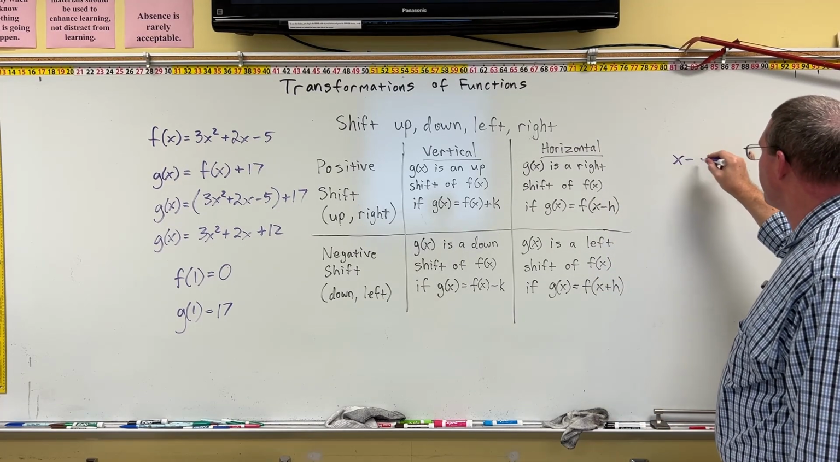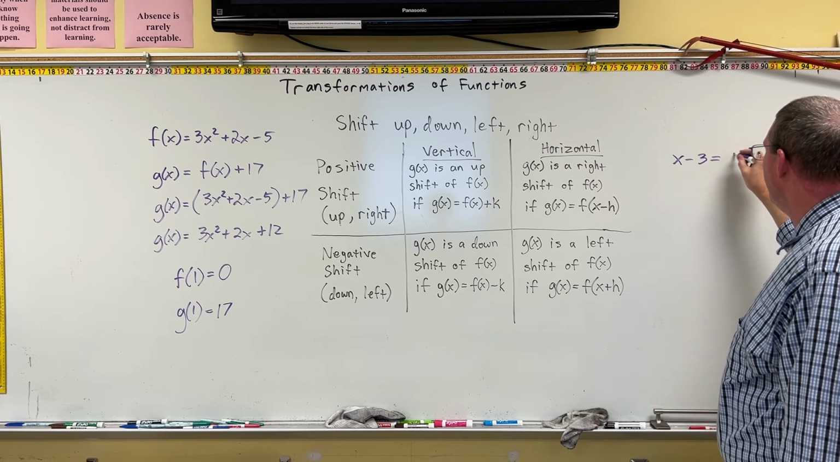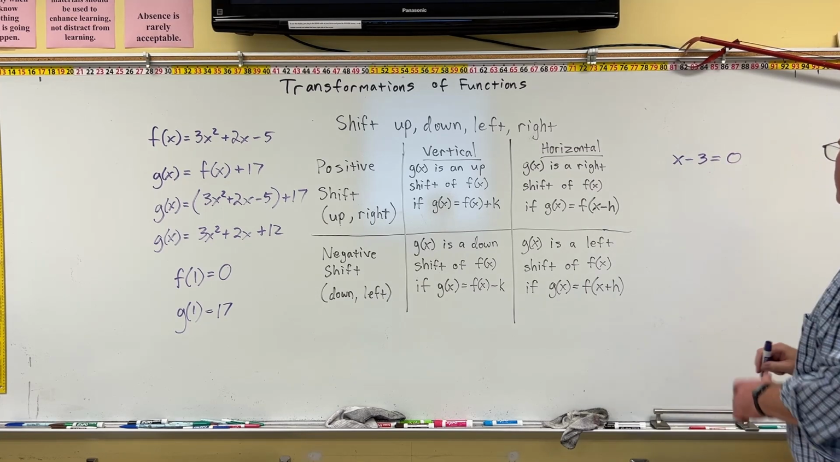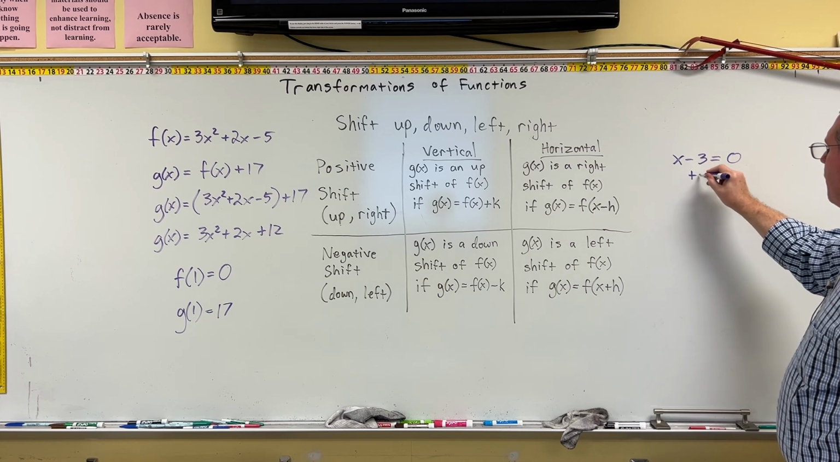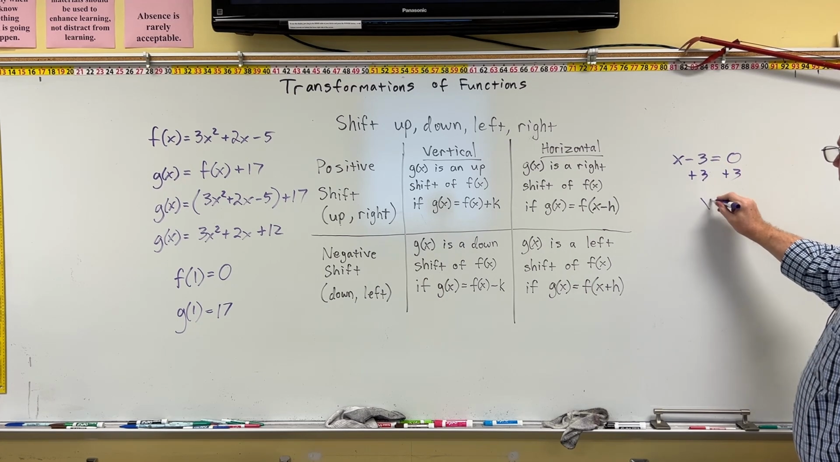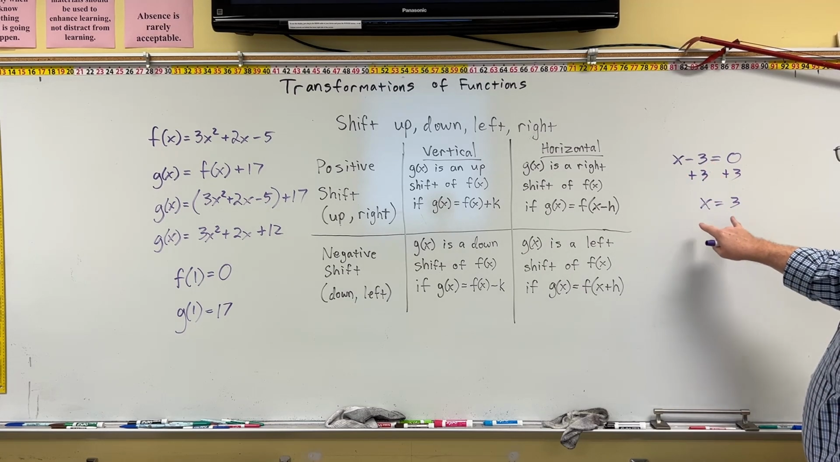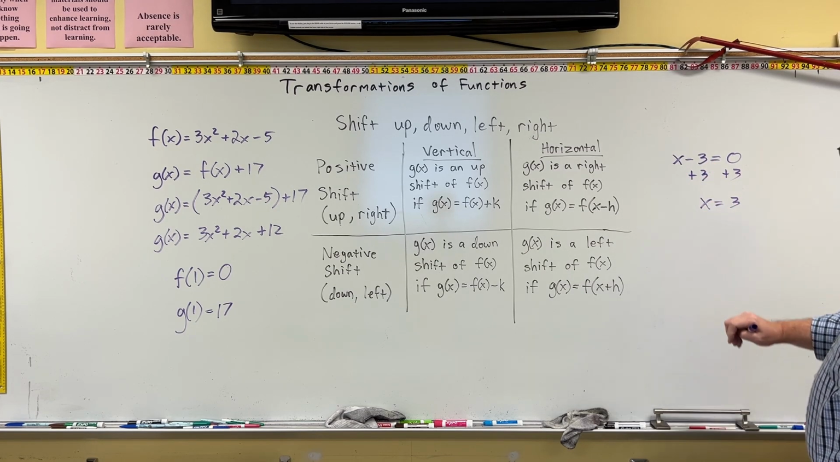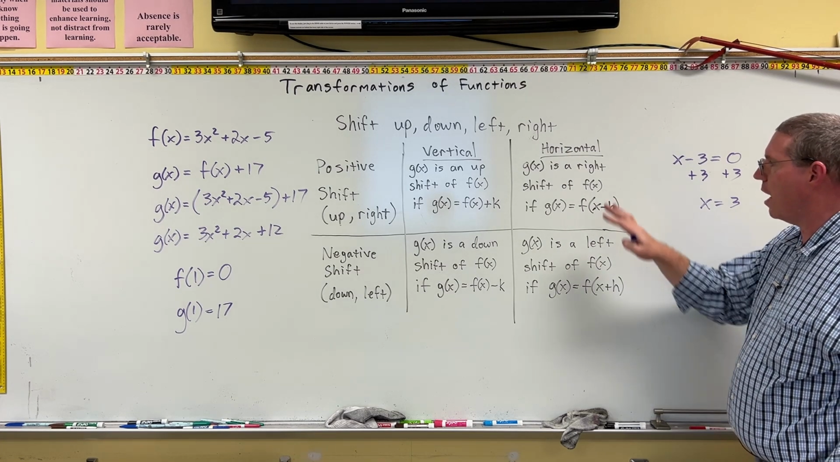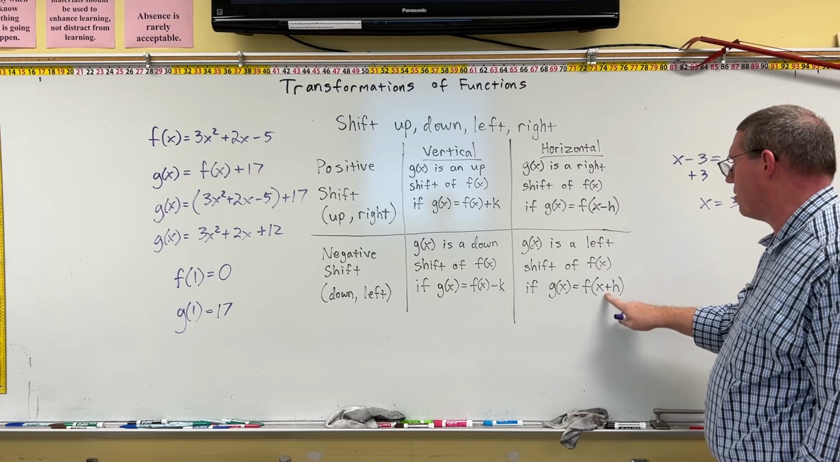When we have, let's say, x minus 3, if we were to set it equal to 0, to solve for x, we would add 3, and we'd have x is equal to a positive 3. So x minus 3 results in x equals a positive 3 shift, okay? And so with the horizontal shifts, we actually use an opposite sign.